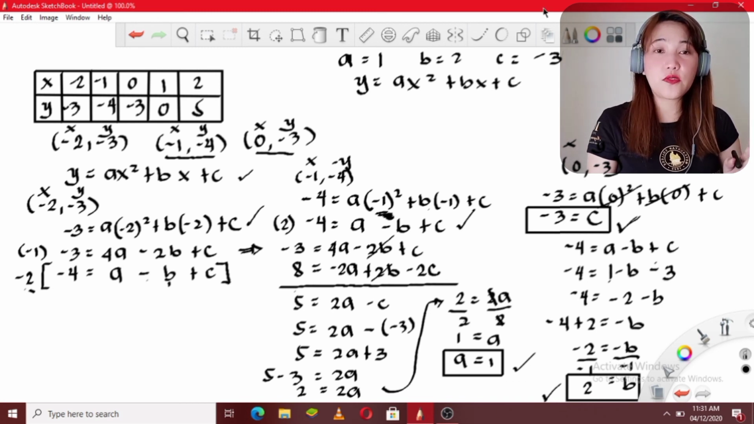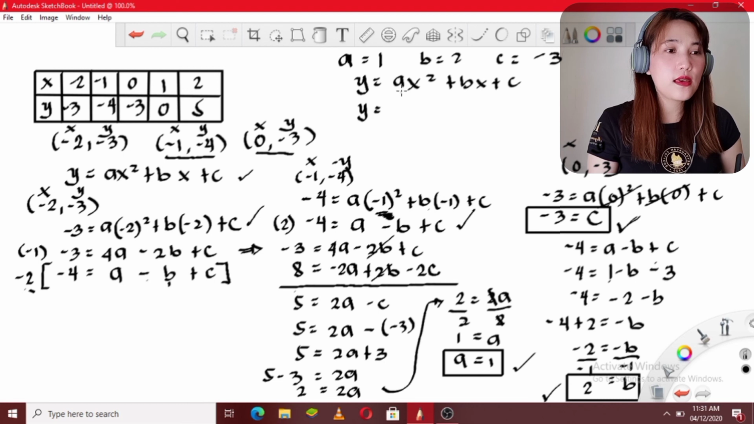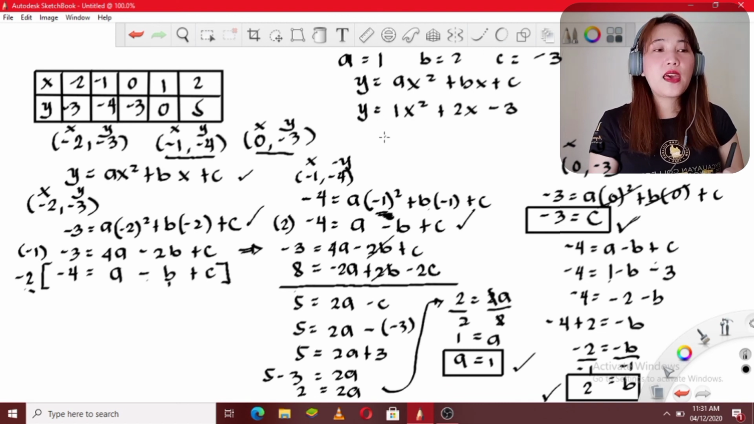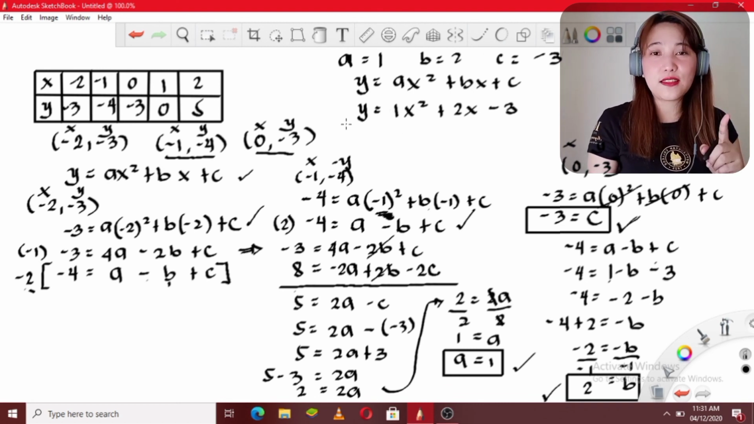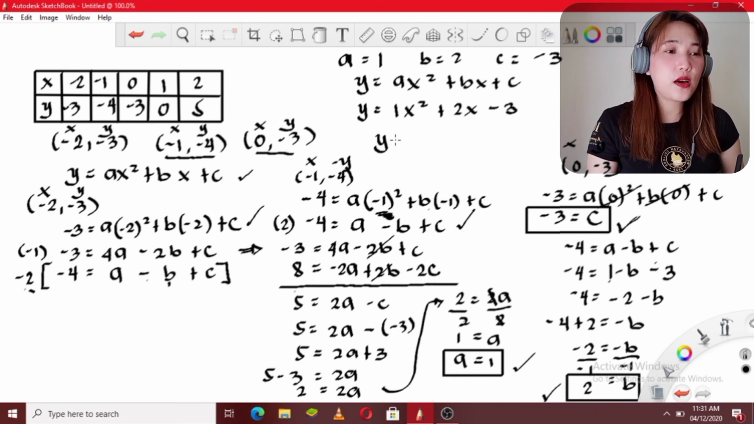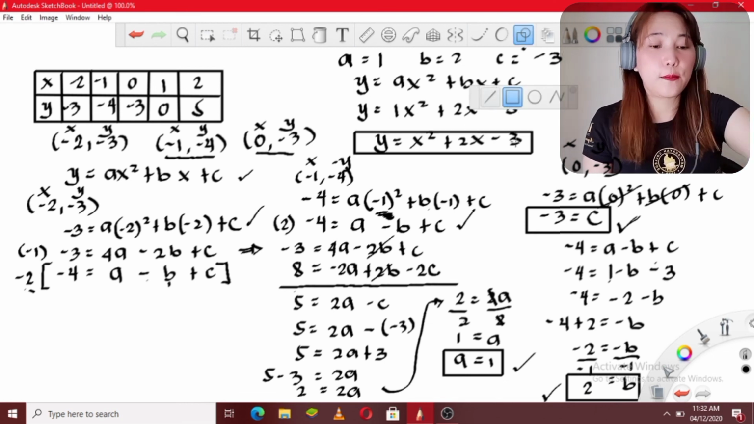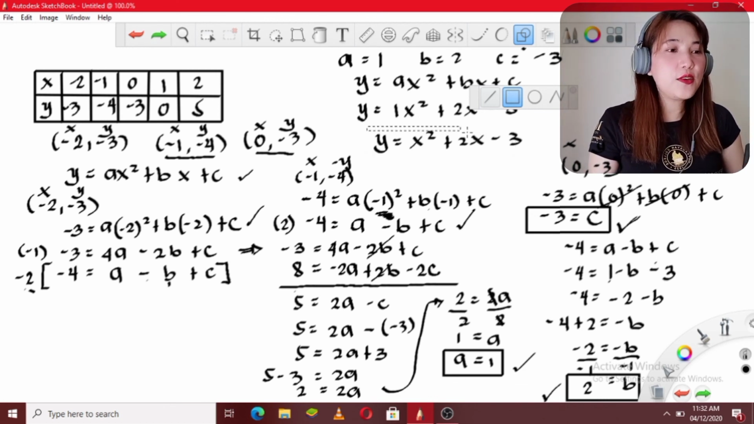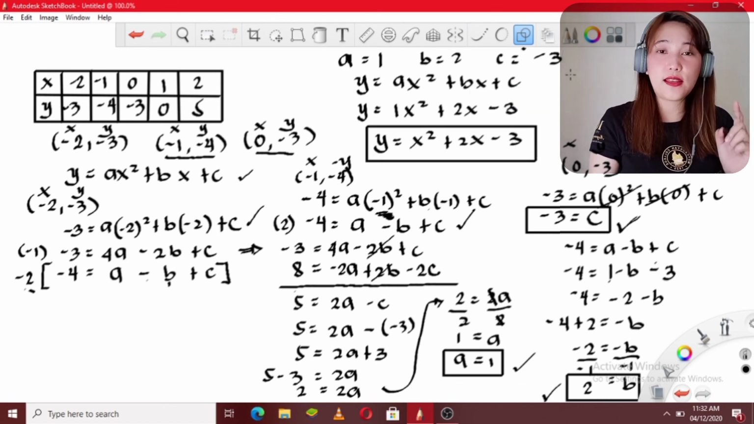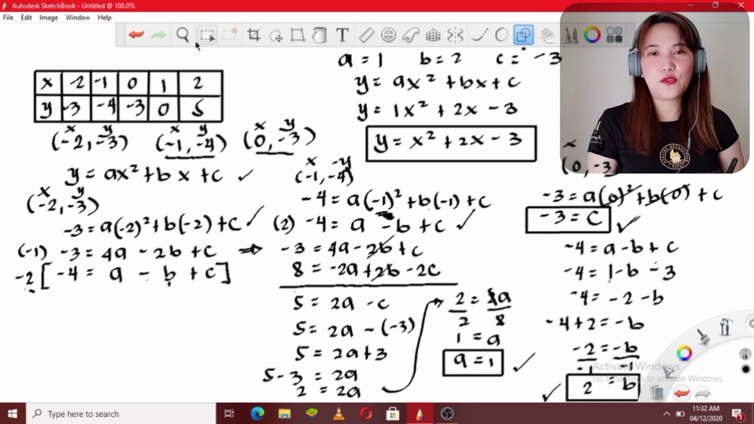Let's substitute the values of a, b, and c. We're gonna have here y equals a, which is 1, x squared, plus b, which is 2x, and then plus c, which is negative 3. So, we'll have here minus 3. And instead of writing 1 here, pwede na siyang hindi isulat. So, the final answer is y equals x squared plus 2x minus 3. Box natin. So, this is, ayusin natin. Ngayon, this is the quadratic equation na hinahanap natin whose points are itong nasa ating table of values.